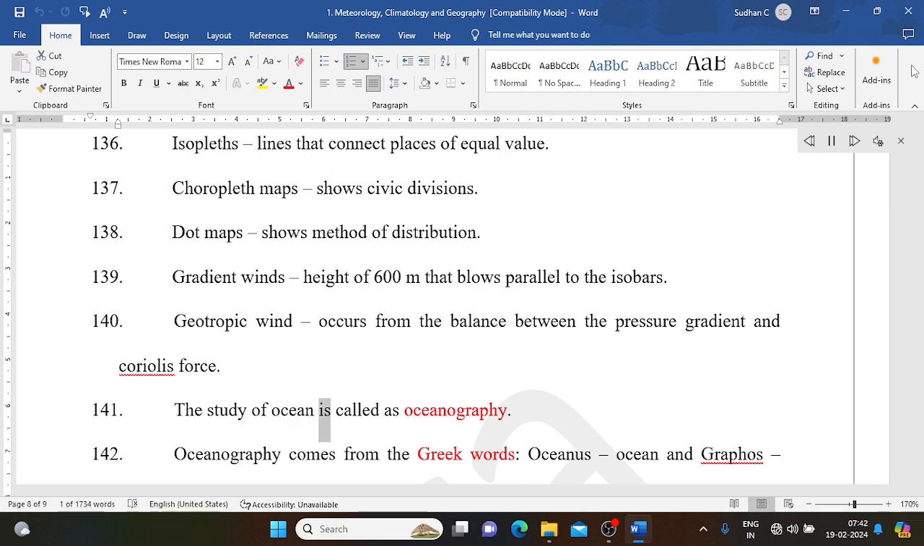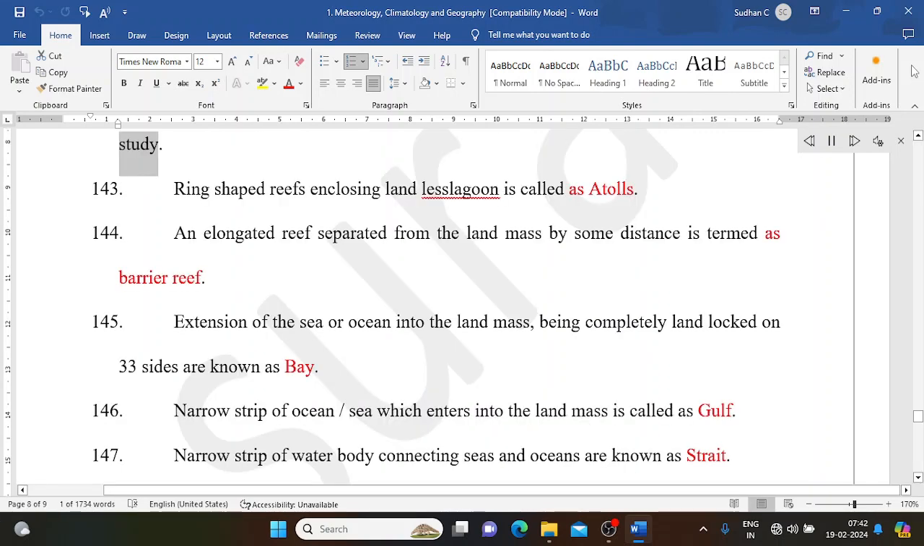The study of the ocean is called oceanography. Oceanography comes from the Greek words oceanus, ocean, and graphos, study. Ring-shaped reefs enclosing a landless lagoon are called atolls. An elongated reef separated from the land mass by some distance is termed a barrier reef.